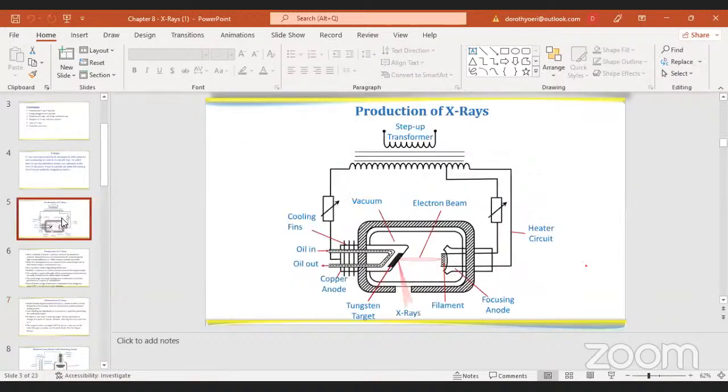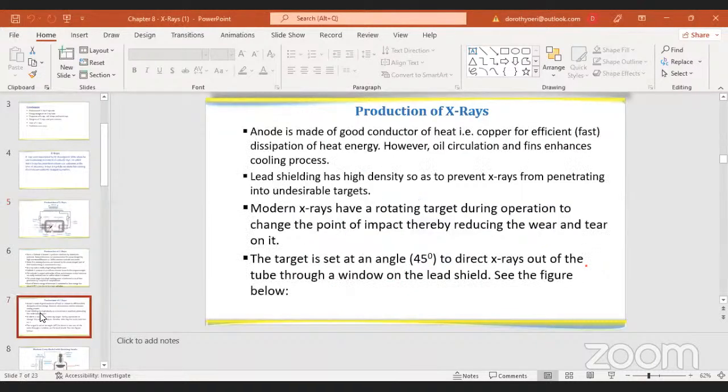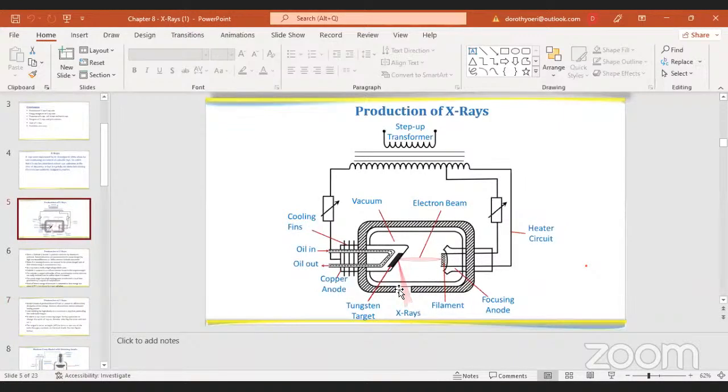let me take you back again. If you look at that diagram, the target is slanting. That angle is 45. So why 45? Why an angle of 45 degrees? It is to direct the X-rays out of the tube through the window. Again, back to the tube, with the diagram, there's this window here.